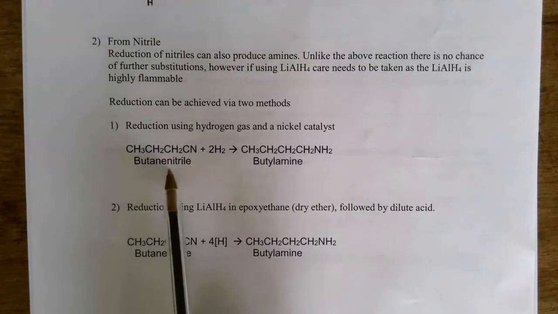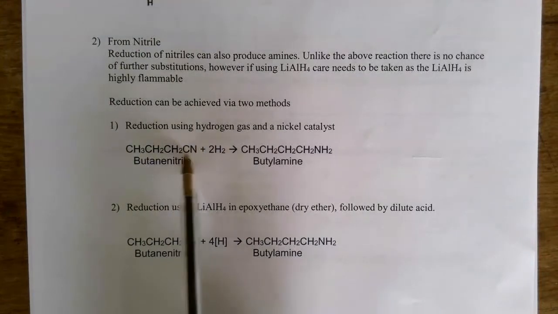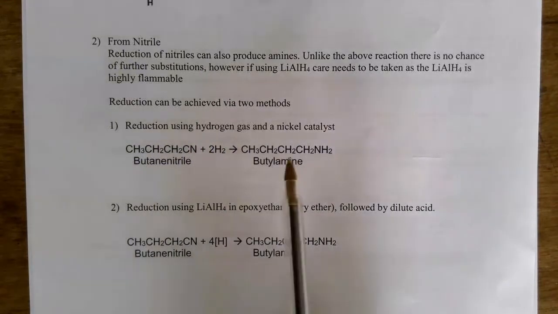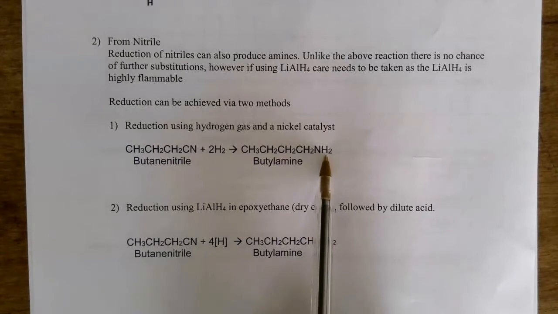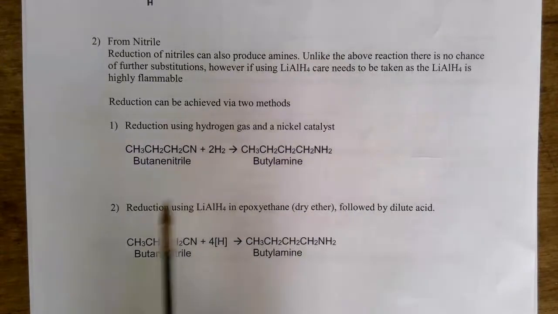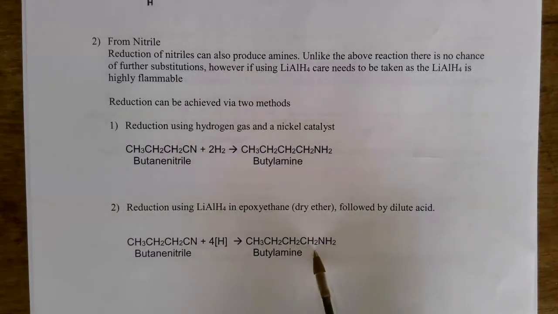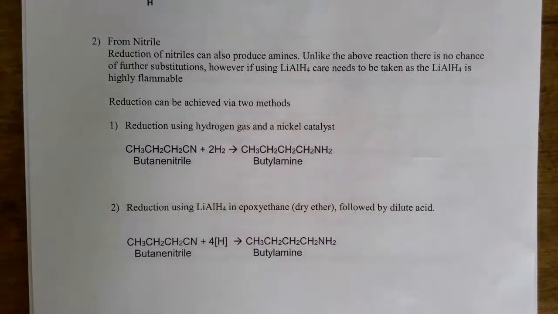So we start with our butanenitrile. There's the C triple bond N on the end. We're using hydrogen gas and a nickel catalyst, and we will make butylamine there. We can also use reduction using LiAlH4 in dry ether. So here again we have our reducing agent, and again we can turn our butyl nitrile into our butylamine.